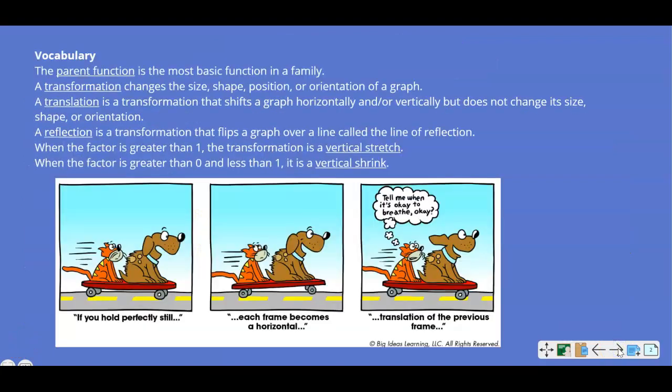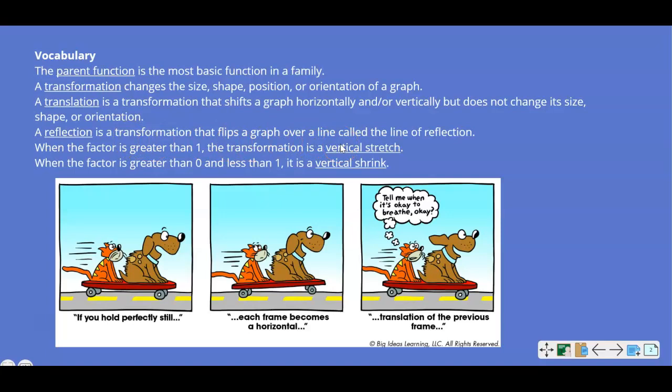There's a few vocab words that you need to put in your notes. Make sure you learn these, study them, review them, and hopefully it will help you with the upcoming lessons as well. A parent function is the most basic function in a family of functions. A transformation changes the size, shape, position, and orientation of a graph. A translation is a transformation that shifts a graph horizontally and/or vertically, but does not change its size, shape, or orientation. A reflection is a transformation that flips a graph over a line called the line of reflection.